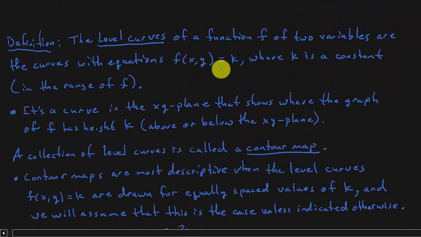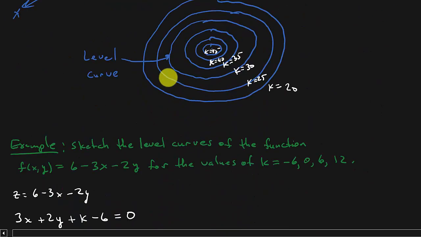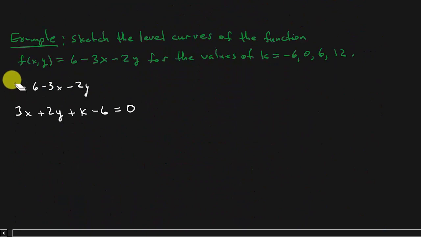F of x,y equals k. So, probably been good, just make this a k. And then all I did is I just got everything to one side. I kept the k and the -6 together. Okay.